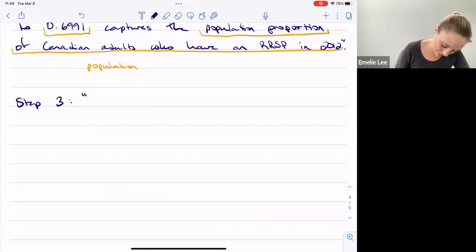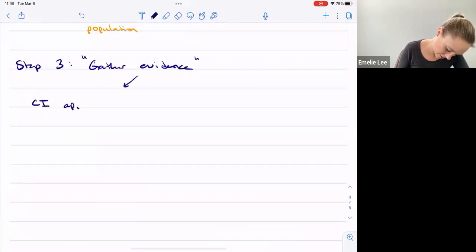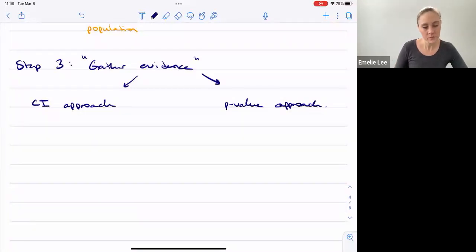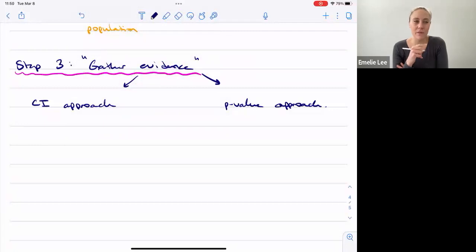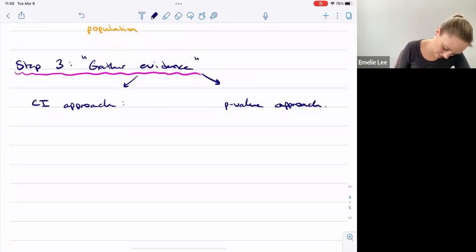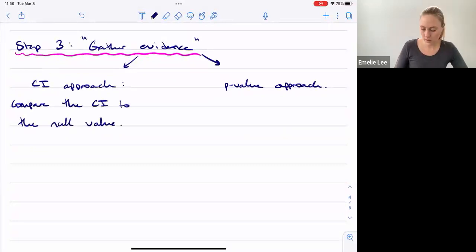Step 3, I'm going to call it gather evidence. And that's because it depends on if we're doing a confidence interval approach or the p-value approach. Okay. I'll underline it in pink before I forget. So in terms of the confidence interval approach, you're going to compare the confidence interval to the null value. For the p-value approach, it's going to be find the p-value.